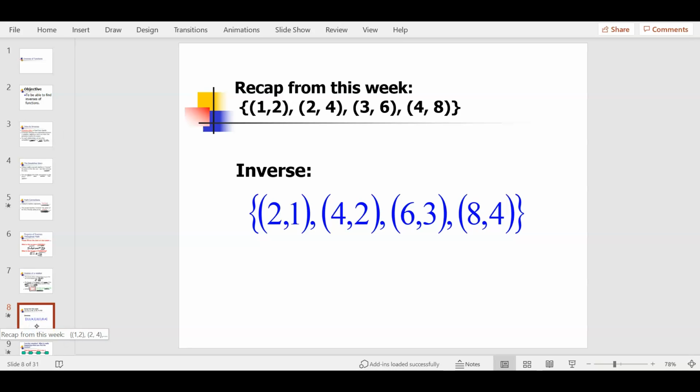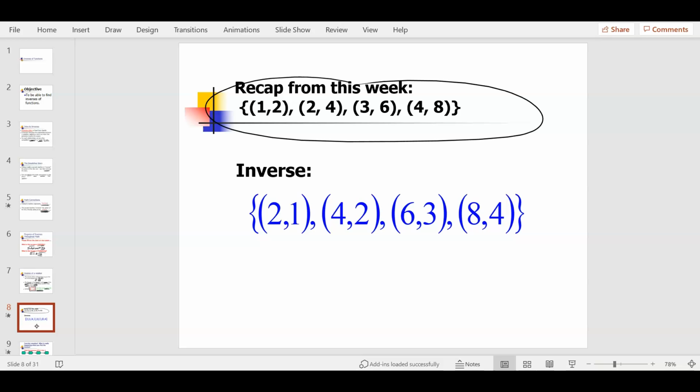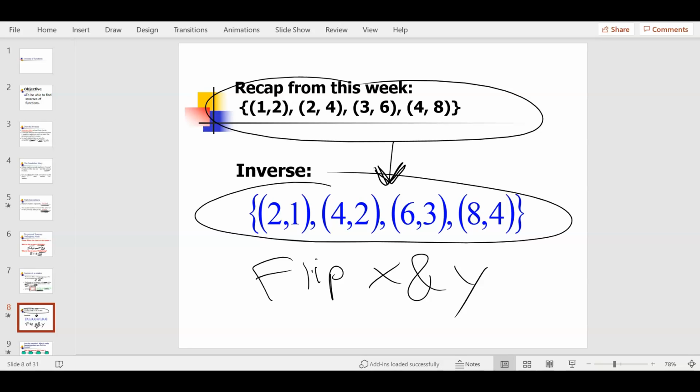So this is like our warm-up. What's on your page is up here at the top, and this is our inverse, because we flipped x and y. So 1, 2 becomes 2, 1. Write that down. 2, 4 becomes 4, 2. 3, 6 becomes 6, 3. And 4, 8 becomes 8, 4. You can write what's in blue here on your page, just in that space above, between recap and steps. We're about to talk about those 4 steps. We're not there yet.